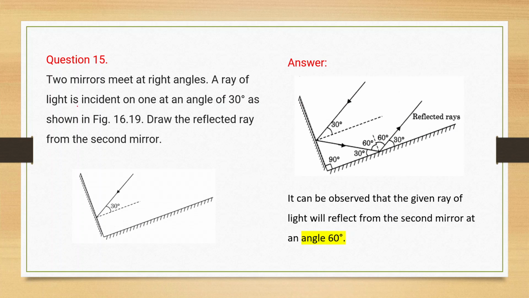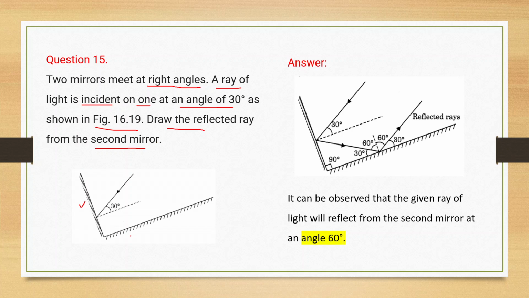Two mirrors meet at right angles. A ray of light is incident on one at an angle of 30 degree as shown in figure 16.19. Draw the reflected ray from the second mirror.